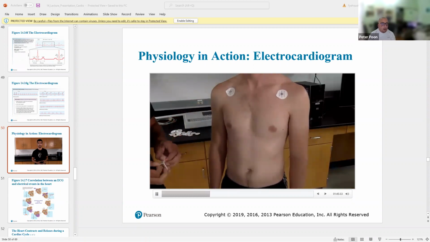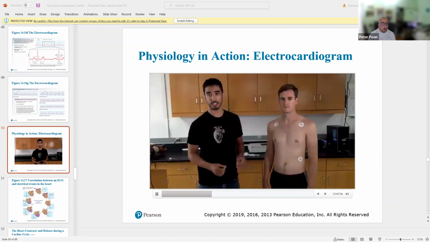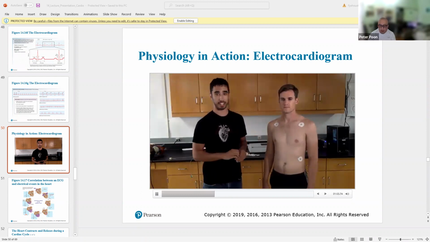The farther we are from the heart, the less voltage we'll be able to pick up. Because of this, we're going to end up placing the electrodes on the shoulders and the hip. The shoulders represent lead 1, with the left shoulder representing the positive end and the right shoulder representing the negative end.